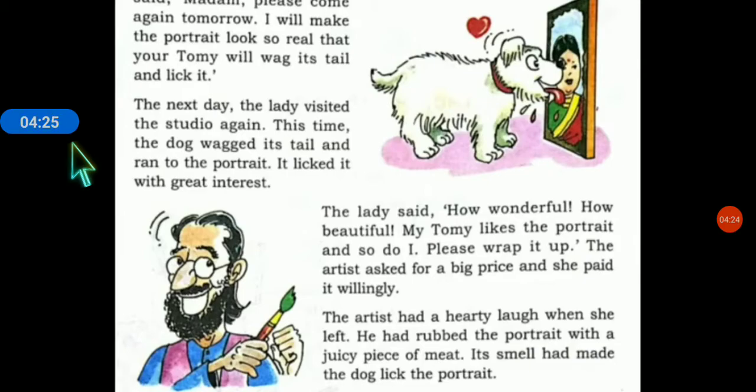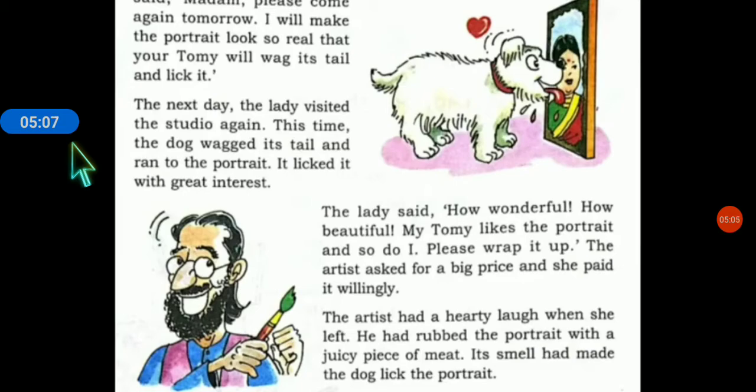He convinced the lady to come again, and he also told her that I will make the portrait look so real that your Tommy will also approve it. The next day, the lady visited the studio again with her pet, with Tommy. Tommy, after seeing the portrait, wagged his tail in happiness and licked it with great interest.